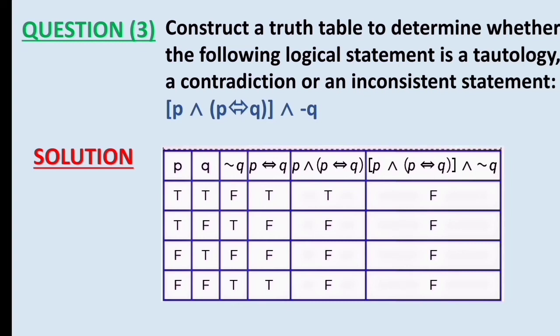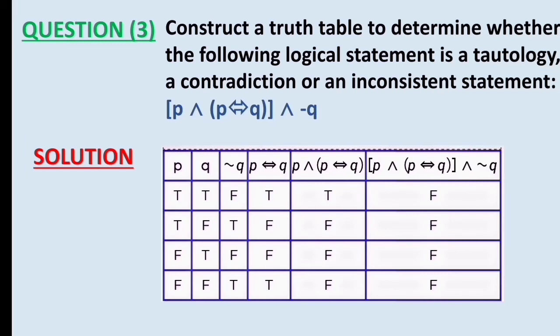From the truth table displayed, this question has 4 rows because the question is only involving 2 simple statements, P and Q. So the number of rows required here is 2 raised to the power 2 simple statements, which is 4 rows. Here we have a column for P, for Q, for negation Q, for P equivalent to Q, for P and (P is equivalent to Q), and lastly for the entire question.